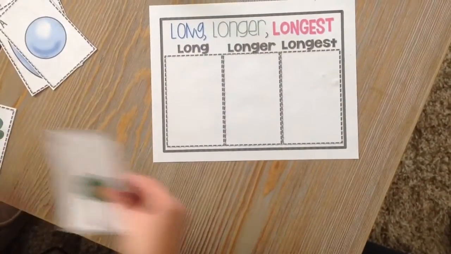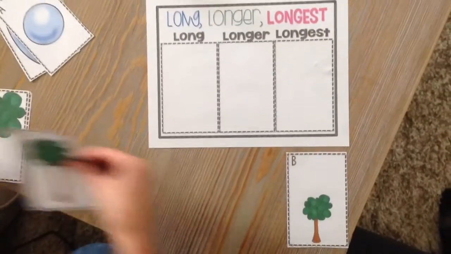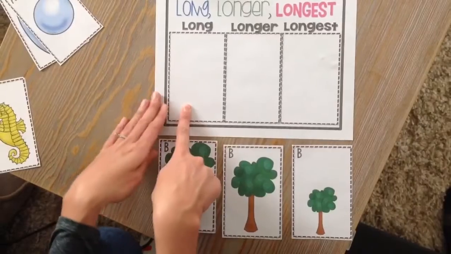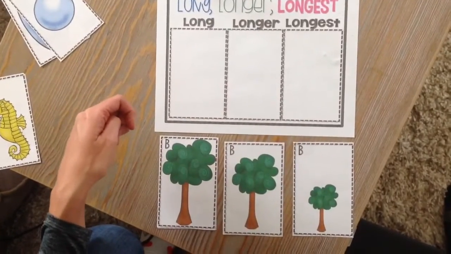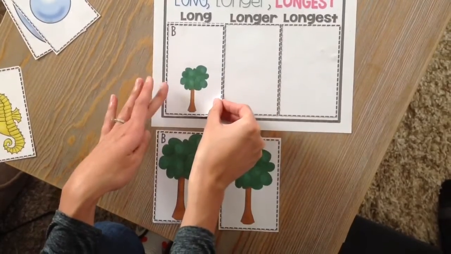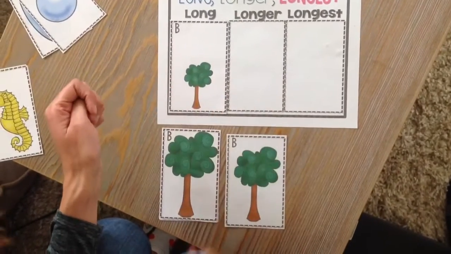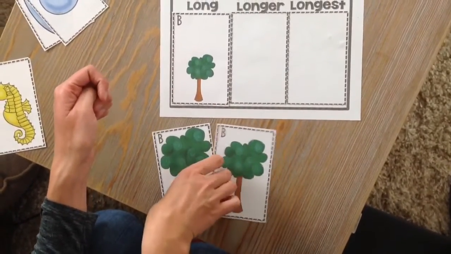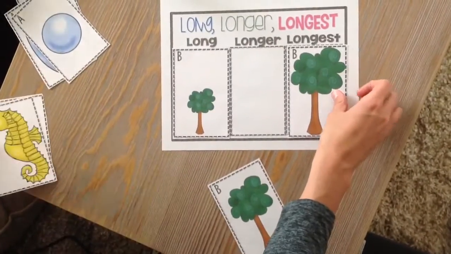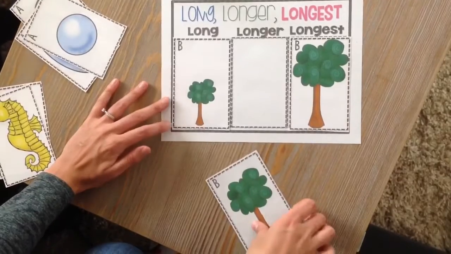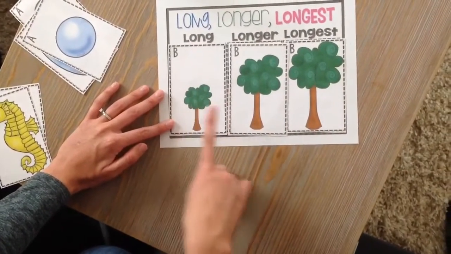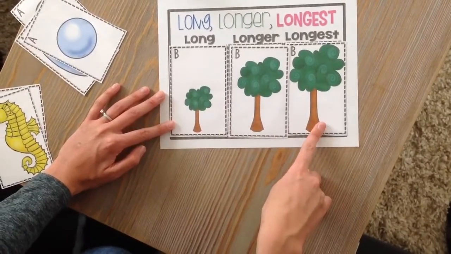Let's try another one together. I have 3 pictures of trees. In my mind, it always helps me figure out which one is long and which one is longest first. So I notice that this one is the smallest, so I would describe it as just long. This is my largest, so I would describe it as longest, which would mean that this one would be longer because it comes in the middle. So I have long, longer, and longest.